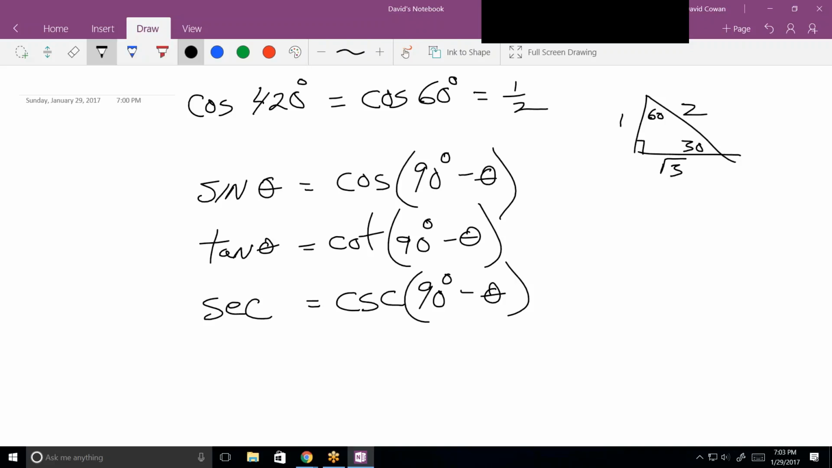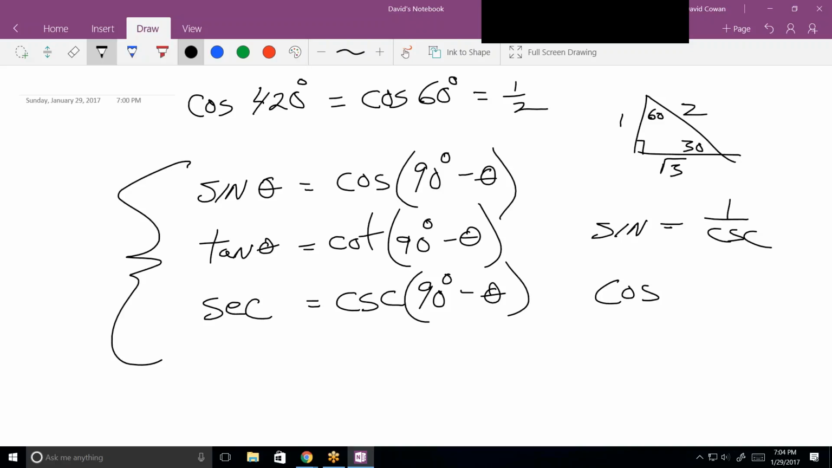And these cofunctions, have you covered those yet or not? Yes. Okay. Notice they're not the same as the reciprocal. In other words, the reciprocal of sine is cosecant, and the reciprocal of cosine is secant. The only one that's the same is tangent. Tangent's cofunction is the same as its reciprocal, but it's the only one.